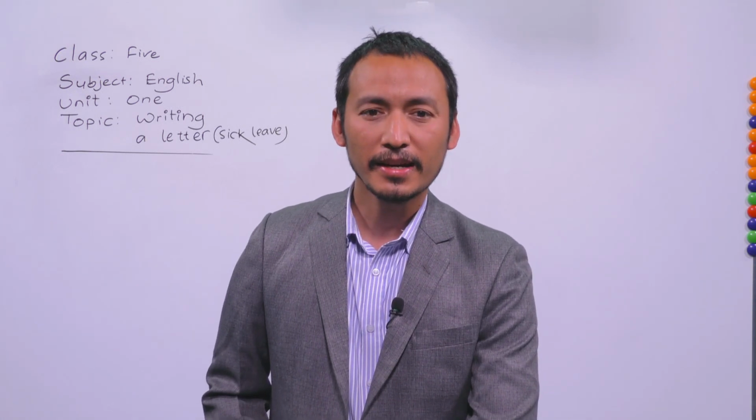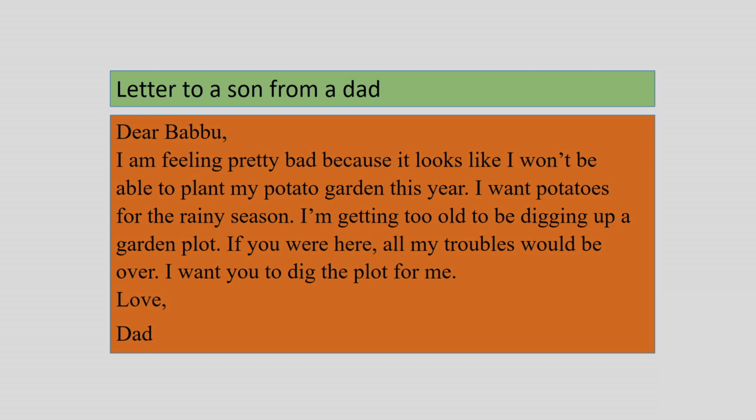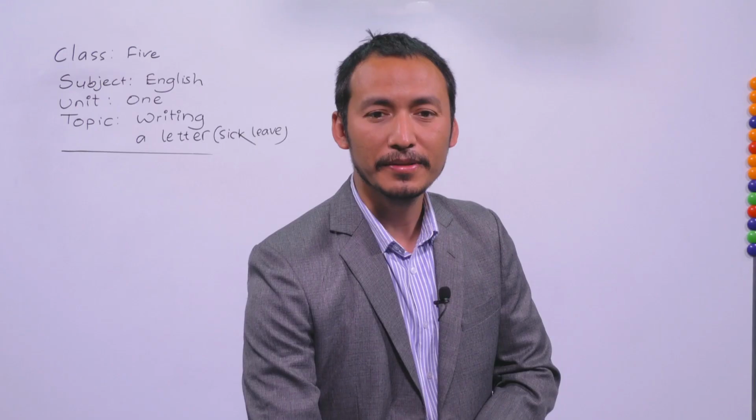Okay, what was the letter? I will show you here. Letter from Dad was that, yes, I'm feeling pretty bad. Dear Babu, I'm feeling pretty bad because it looks like I won't be able to plant my potato garden this year. Okay, I'm reading it faster because you have already read this, okay? I want potatoes for the rainy season. I'm getting too old to be digging up a garden plot. If you were here, all my troubles would be over. I want you to dig the plot for me. Love, Dad. Okay, this is an example of a letter.